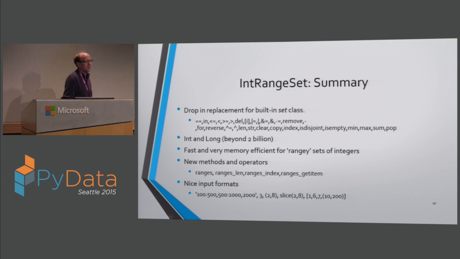Important for genomics, the human genome goes up to about 3 billion positions. So that's too big to fit in a normal int. So this all works with the bigger longs, the larger ints that Python also supports. It's very fast and super memory efficient anytime you have rangy sets. They do have to be sets of integers.